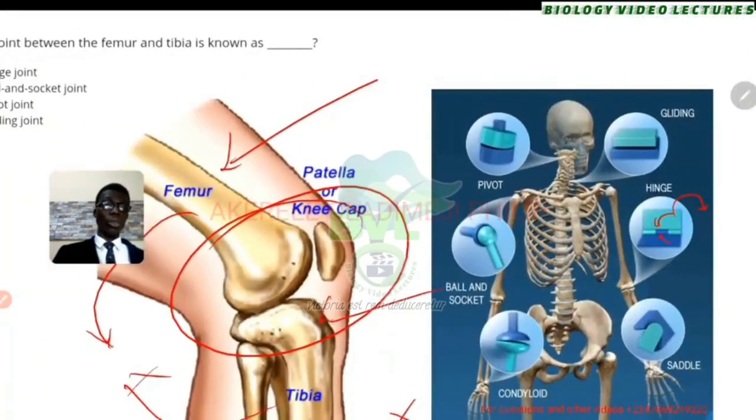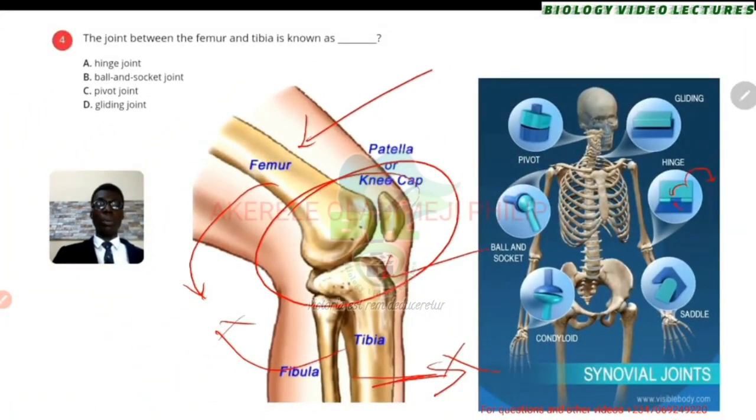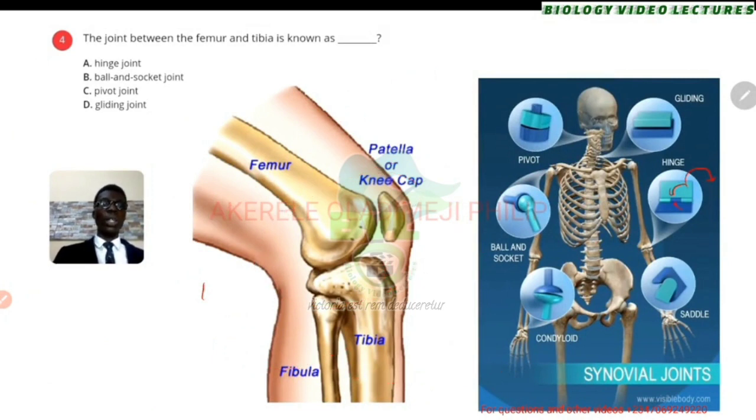So here are other types of joints, which I advise you to pause the video here to quickly see what they look like and where they are found. Of course, you can see the ball and socket, which is found in the shoulder, and also in the hip.